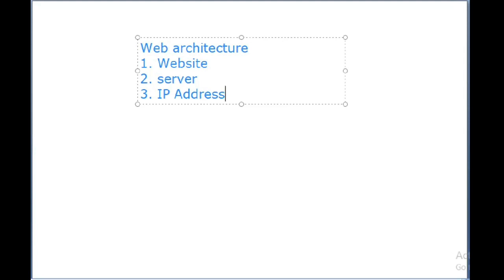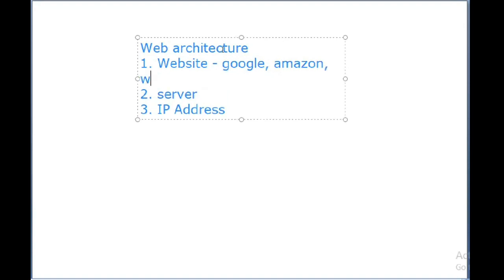So what is a website? A website is a collection of web pages. You can understand it to be the digital files of related content that is identified by a common domain name. Examples of websites are Google, Amazon, Wikipedia, and so on.